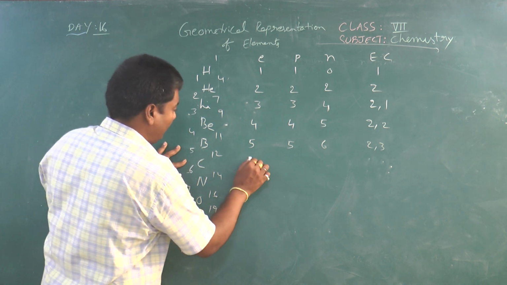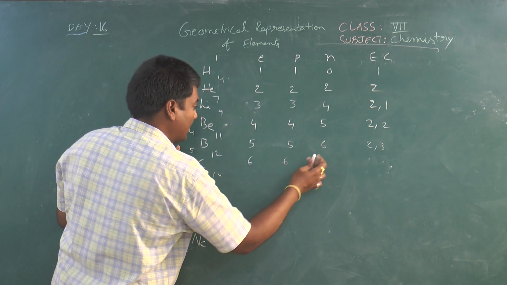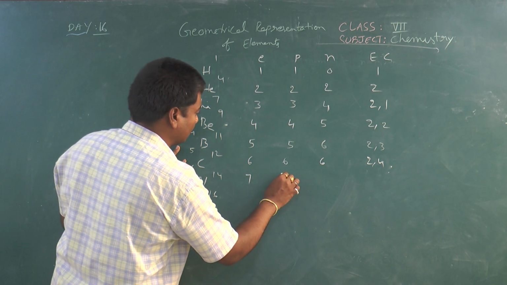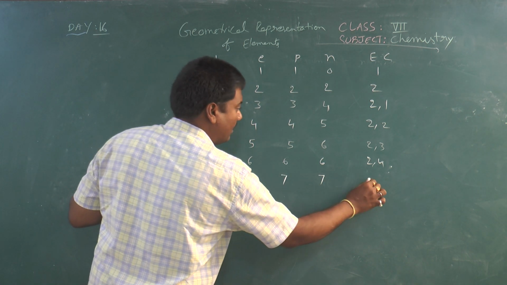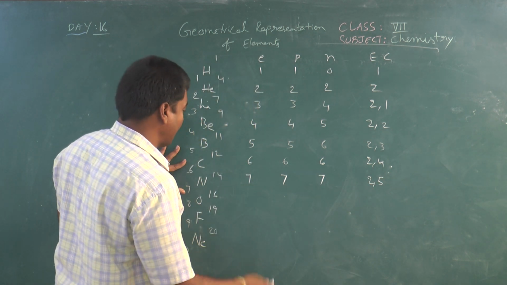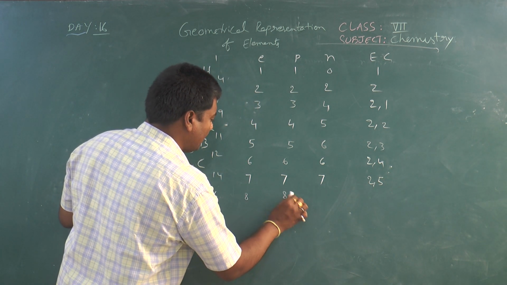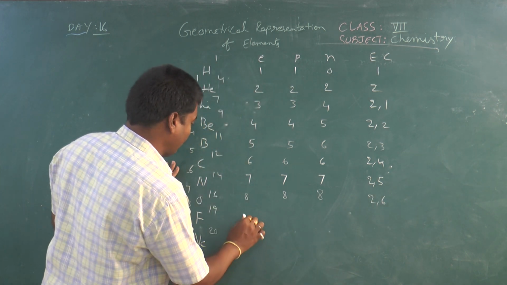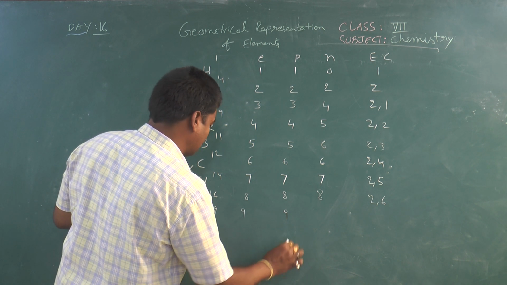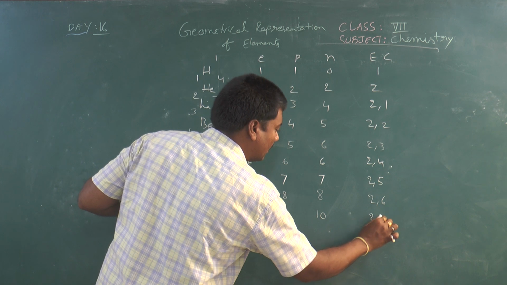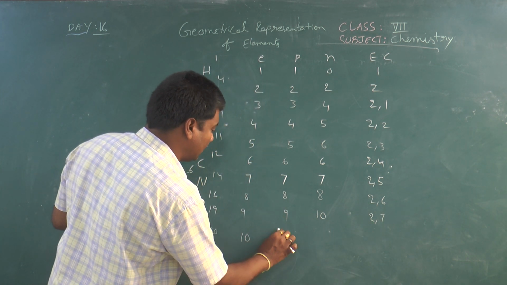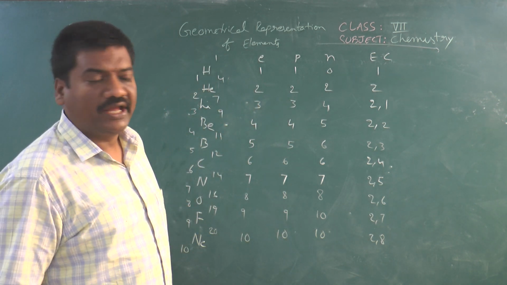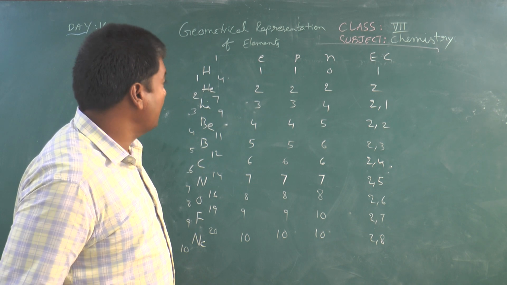Then carbon: it is 6, here also 6, then here also 6, electronic configuration 2, 4. For nitrogen it is 7, here also 7, here also 7, and here it is 2, 5. For oxygen atom it is 8, 8, 8, and then 2, 6. For fluorine atom it is 9, 9, 10, then 2, 7. Come to neon: 10, 10, 10, then it is 2, 8. Like that we can write the electronic configuration for different elements.